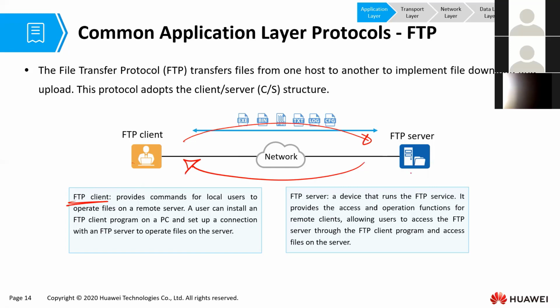The FTP client provides commands for local users to operate files on the remote server. A user can install an FTP client program on a PC and set up a connection with an FTP server to operate files on the server. And then the server is the device that runs the FTP service, provides the access and operation functions for remote clients, allowing users to access the FTP server through the FTP client program and access files on the server.